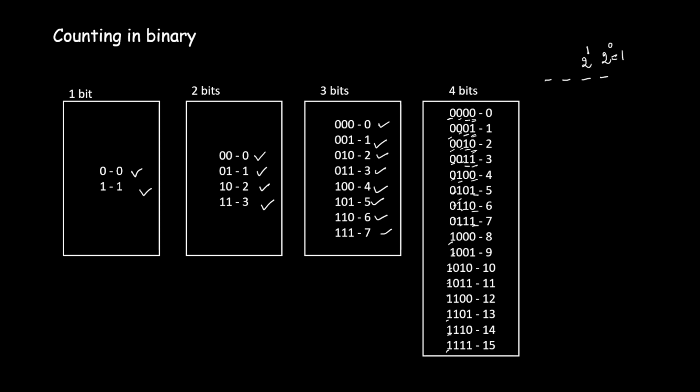Next bit alternates at every 2 bits. 2 to the power 1 is nothing but 2. So every 2 bits it alternates. Next is 2 to the power of 2. That is every 4 bits it alternates. Next is 2 to the power of 3. That is every 8 bits it alternates.